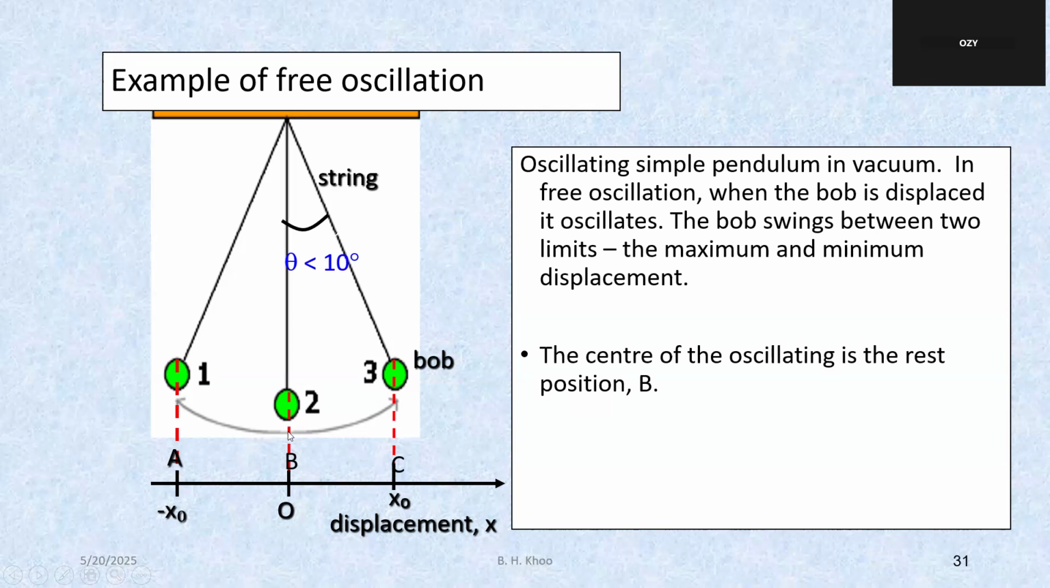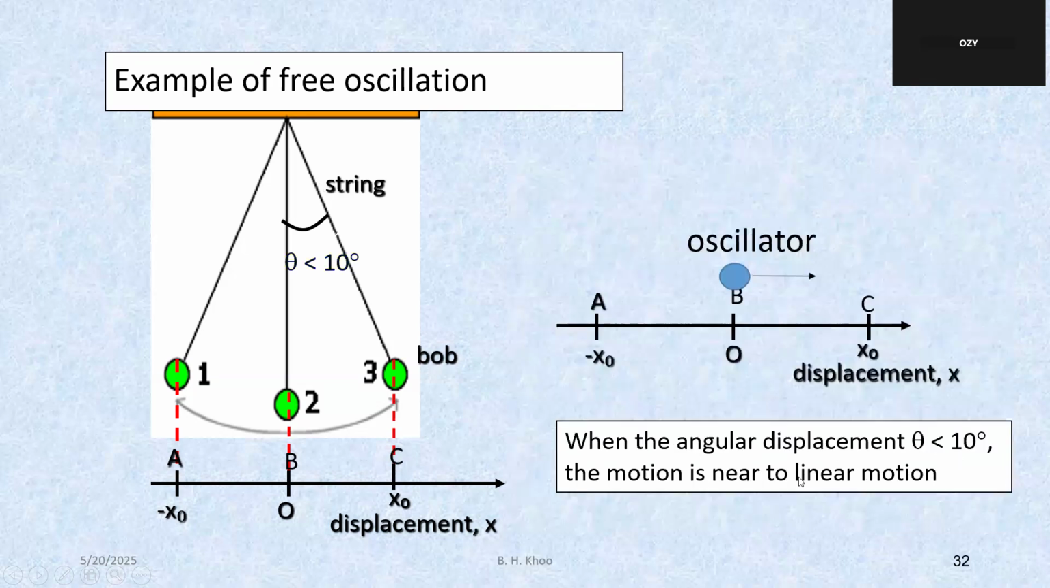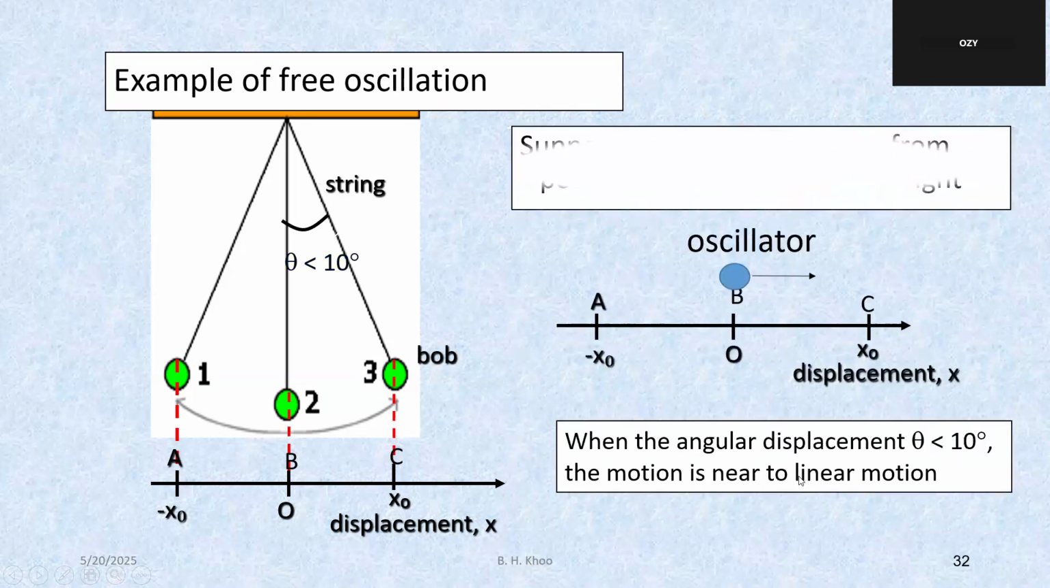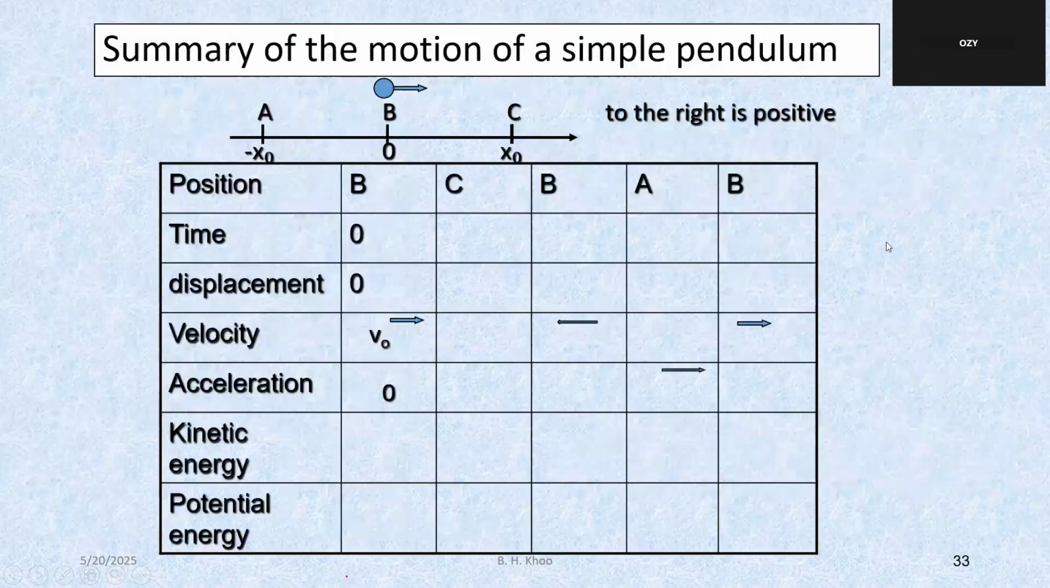Right? So that's the rest position B, or we call it equilibrium position. Rest position is where the pendulum is at rest. When it's not swinging, it's at rest. That's the rest position or equilibrium position. Okay, we started at B, sitting to the right, moving to the right.